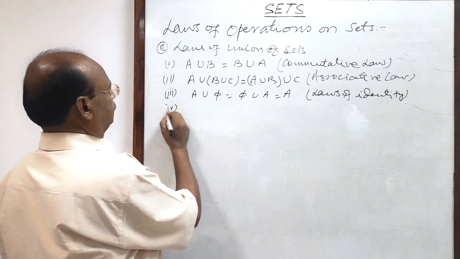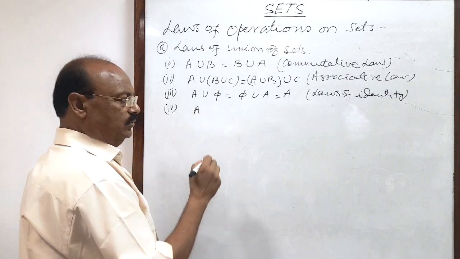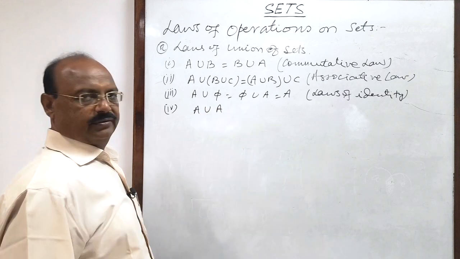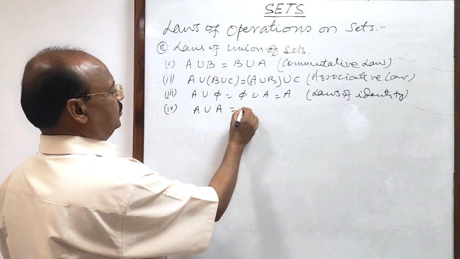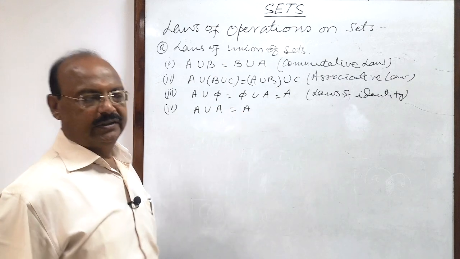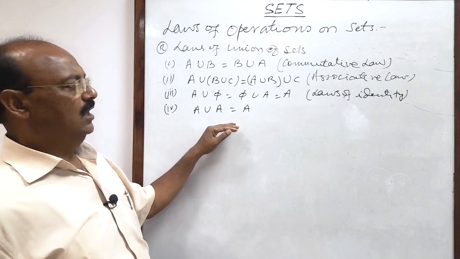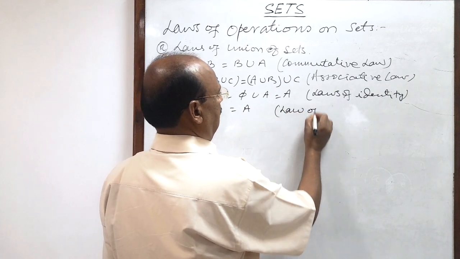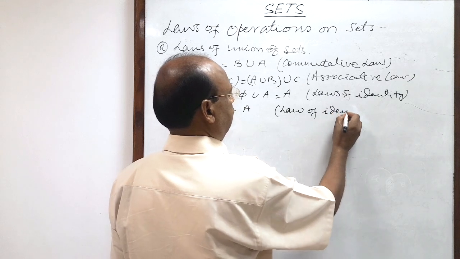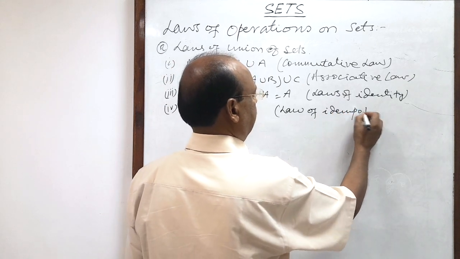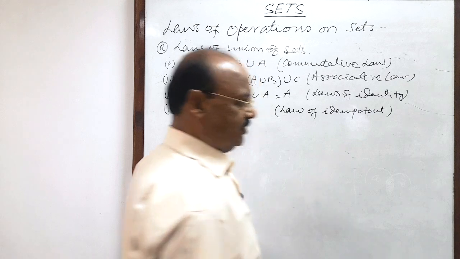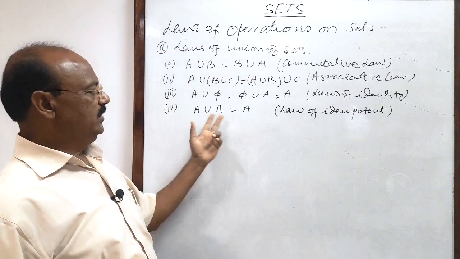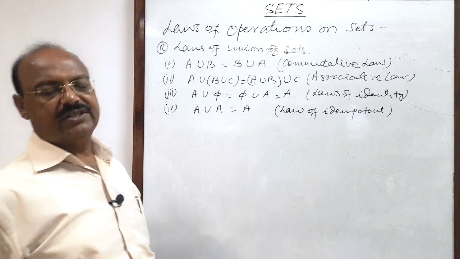Fourth, when you operate A union with set A itself, this is equal to set A. This is known as law of idempotent. It means when two sets are the same, the union of these two sets will be the set itself.